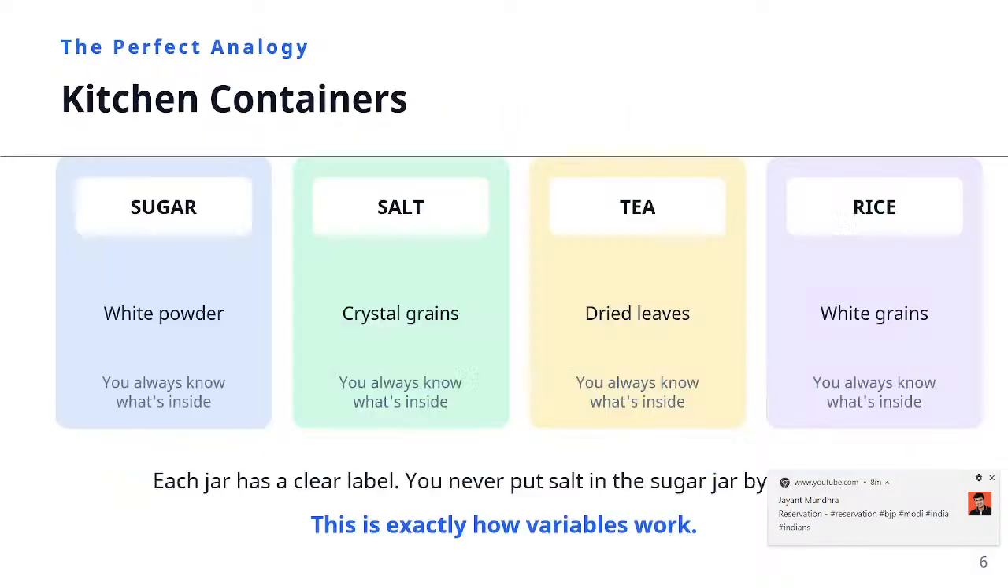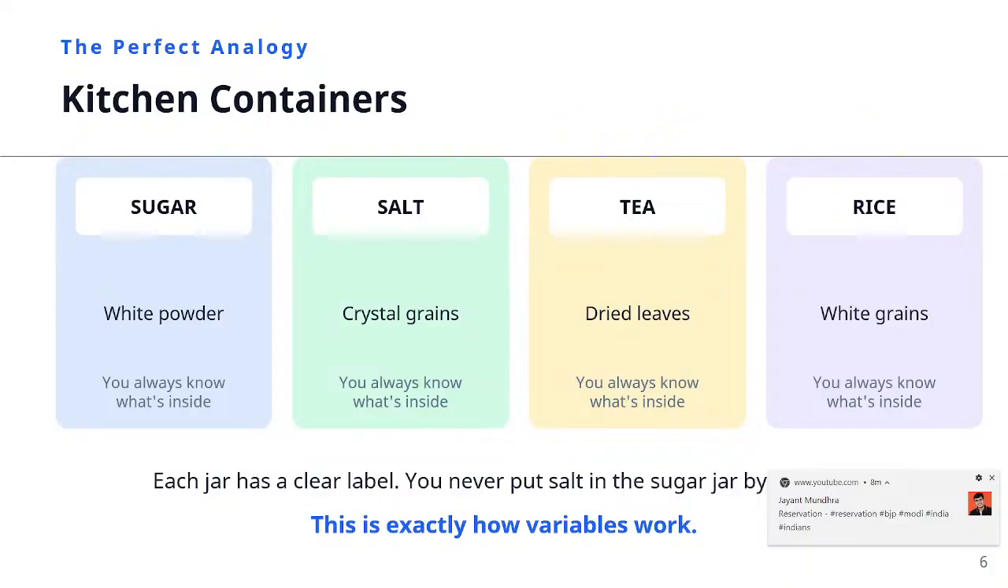Okay, next we'll extend this thing. Think about your kitchen at home. You have different containers: one for sugar, one for salt, one for tea, and one for rice. Each container has a big clear label. You never open the salt container when you want sugar. If you finish all the sugar, then you refill the same container. The label remains the same.